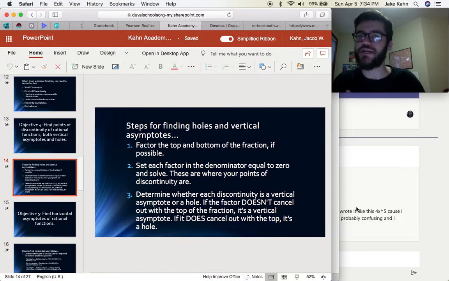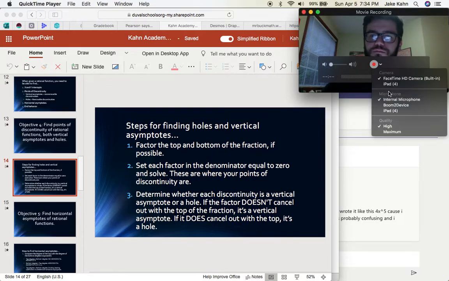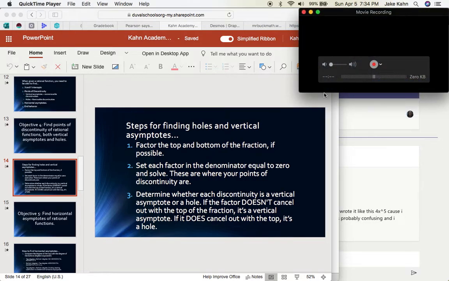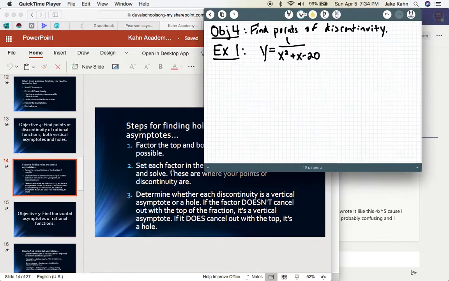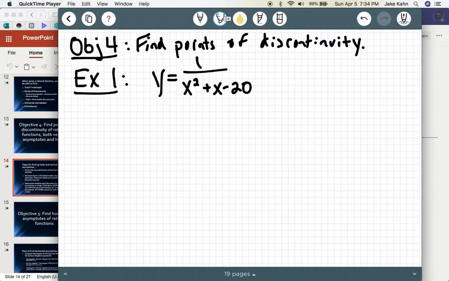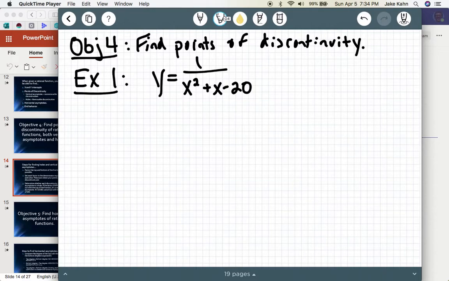So now that you know the steps, we're going to actually go ahead and look at some problems. All right. Objective 4, example 1. Find the points of discontinuity for y equals 1 over x squared plus x minus 20. We're going to do this by hand first, and then we're going to look at Desmos to make sure that we got it right.